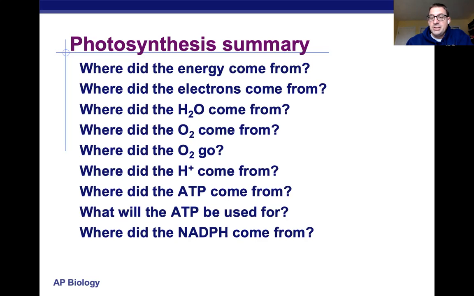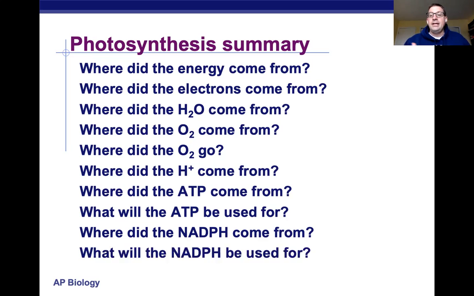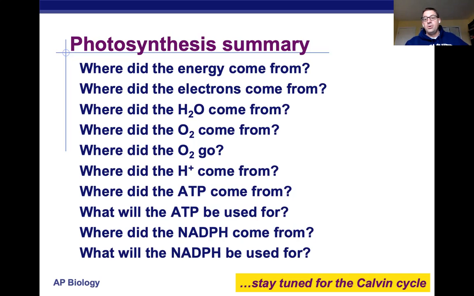Where did the NADPH come from? It came from the second electron transport chain. The electrons from photosystem 1 were excited, passed down the transport chain, and eventually transferred to NADP plus, generating NADPH. And the NADPH will be used as reducing power in the Calvin cycle to reduce carbon dioxide into the organic molecules like glucose that the plant needs to build. So the Calvin cycle's coming next. That's what you're going to be watching a video on after our next class.